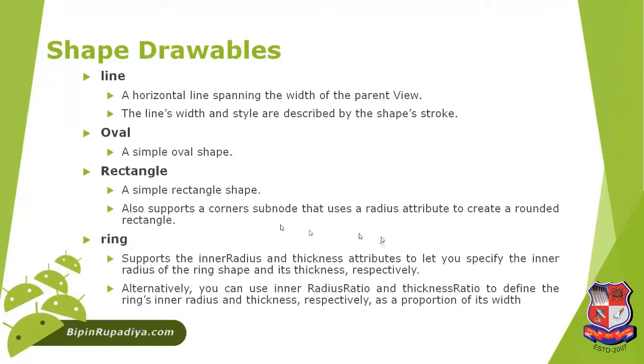Another one is the shape drawable. So in total 4 types of shape that we can utilize, right? That is line, oval, rectangle and ring. Okay, we will continue this drawable in the next lecture, right?